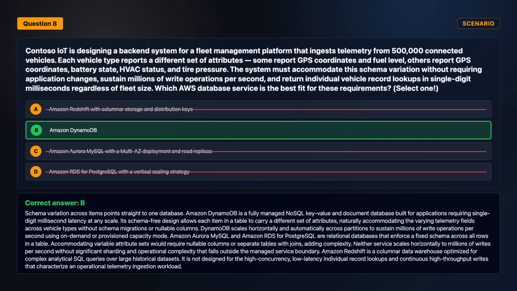managed service boundary. Amazon Redshift is a columnar data warehouse optimized for complex analytical SQL queries over large historical datasets. It is not designed for the high concurrency, low latency individual record lookups, and continuous high throughput writes that characterize an operational telemetry ingestion workload.